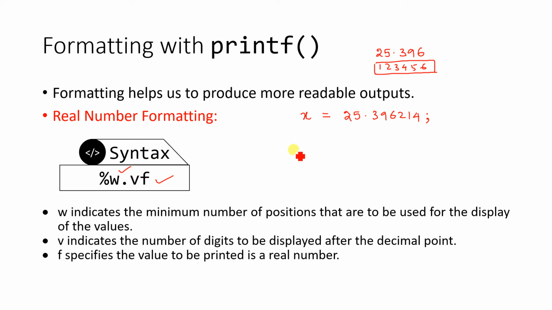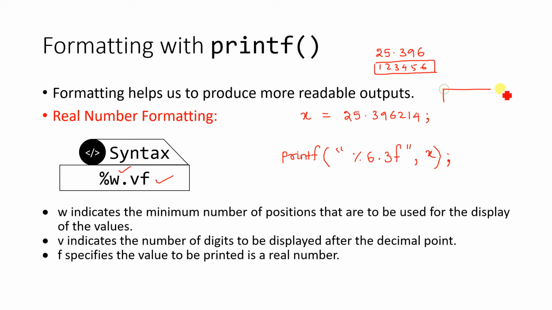So whenever you write the printf function, if you want to print the value of x, it can be written like this: printf. Then you write percentage, and in place of W you write 6, because you want to display 6 characters. So %6. and after the decimal point, how many digits do you want to display? 3 digit places, that means 396. So %6.3f. Then you put a double quote, then a comma, then you write your variable name, that is x. If you do so, what will happen?